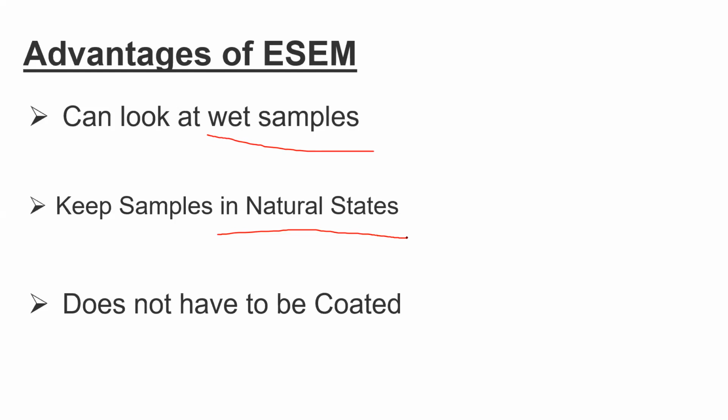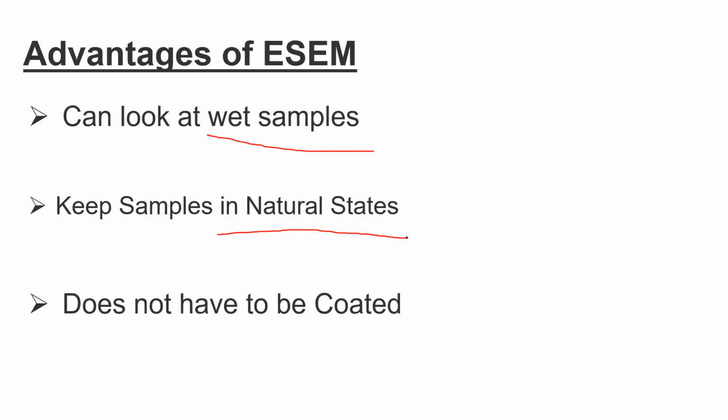In addition, we can use a small amount of water vapor to prevent charging. This allows us to image non-conductive samples without the need for a conductive coating, unlike the conventional or traditional SEM. In the case of conventional SEM, we need a conductive coating, but here it is not required.